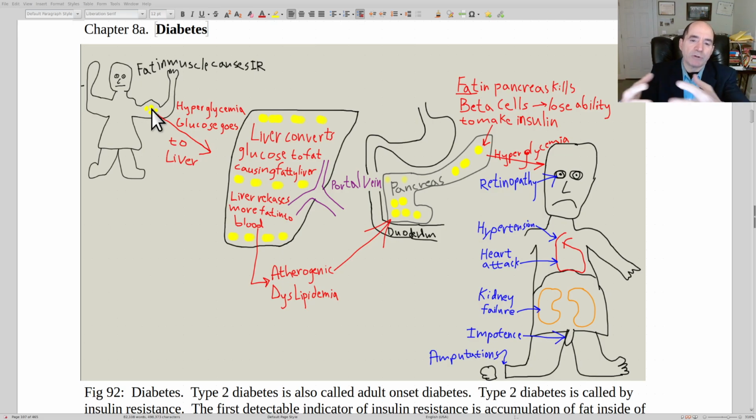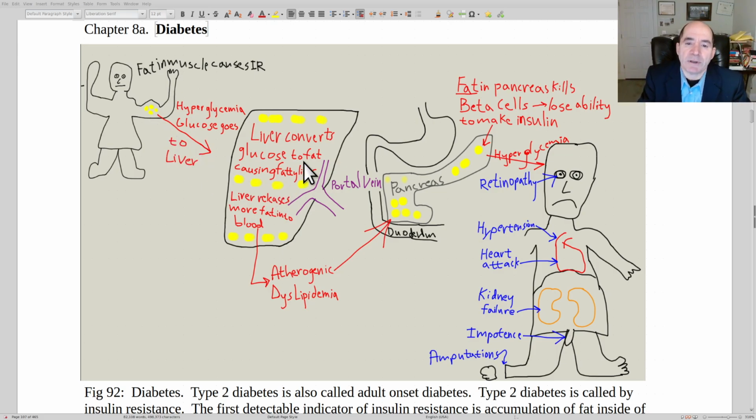Normally after you eat, most of the glucose goes into the skeletal muscle and it's stored as glycogen, which is an energy polymer of glucose that's used later on when the muscle exercises. Okay, so accumulation of fat in the skeletal muscle is the first detectable finding of insulin resistance. And the consequence is that after you've eaten, to eat is called prandial, so after you've eaten, blood glucose goes up. Okay, so postprandial elevated glucose is postprandial hyperglycemia.